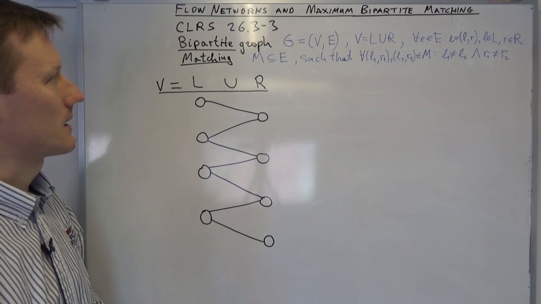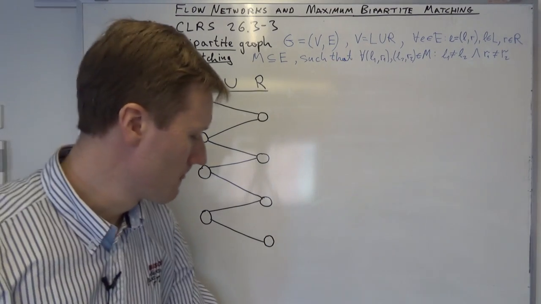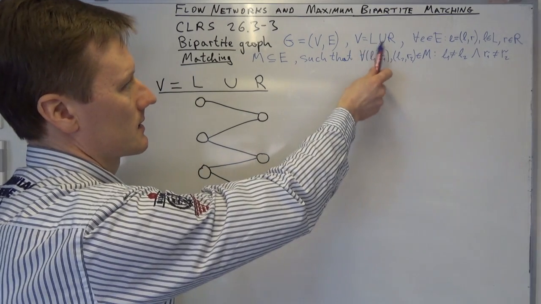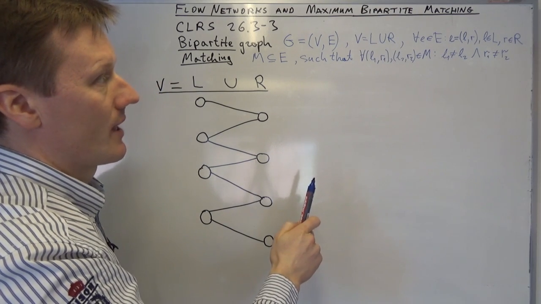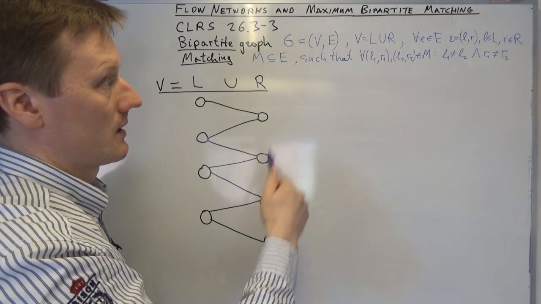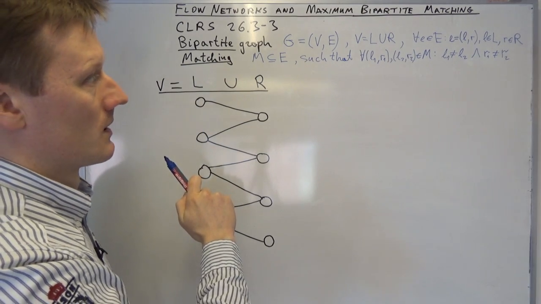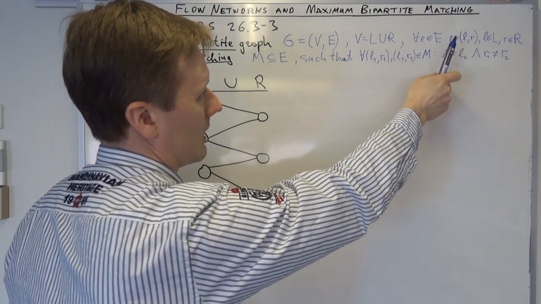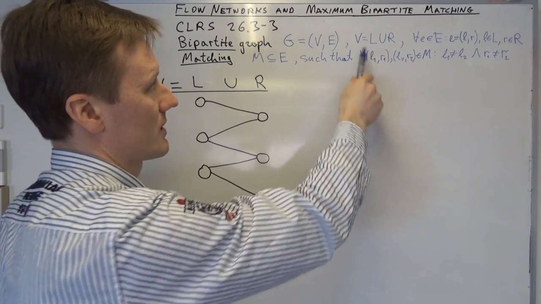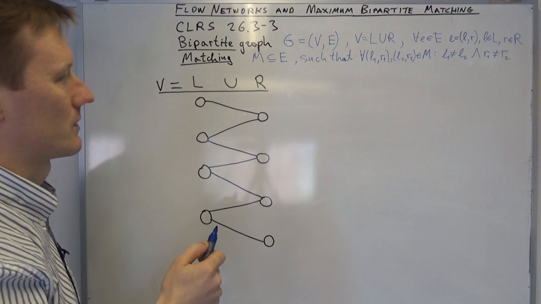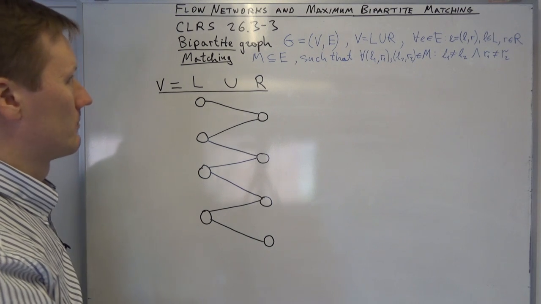So what is a bipartite graph? It's just a graph where the set of vertices is divided into two non-intersecting subsets, L and R, such that all the edges go only from the vertices in L to vertices in R. It's an undirected graph. So there are no edges between vertices in L, and there are no edges between vertices in R, just edges going from vertices in L to vertices in R. So for example, here is an example of a bipartite graph.